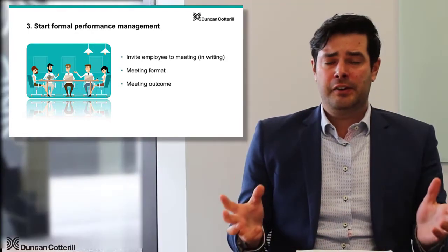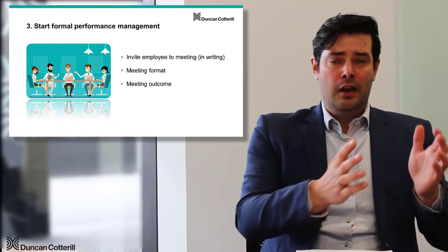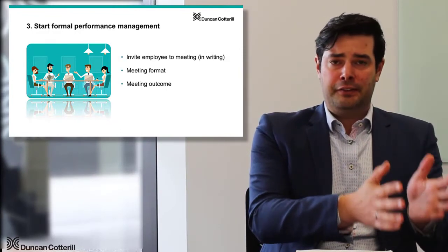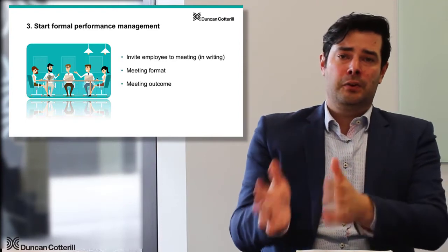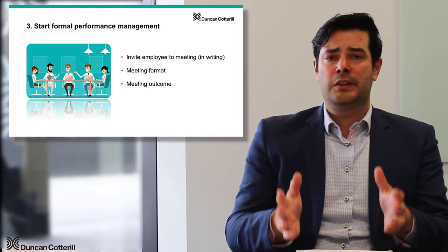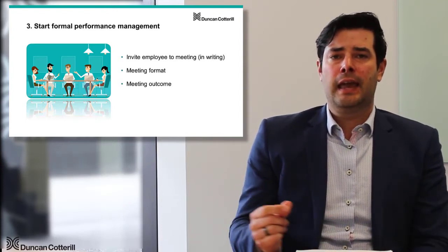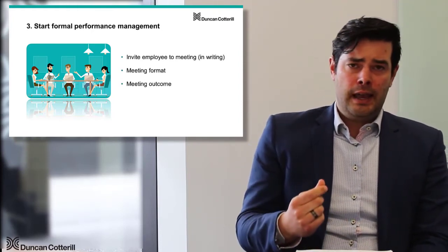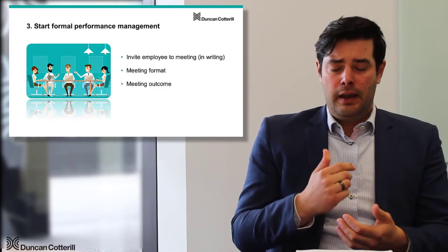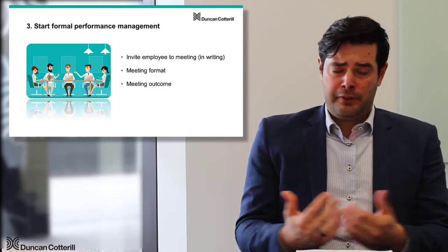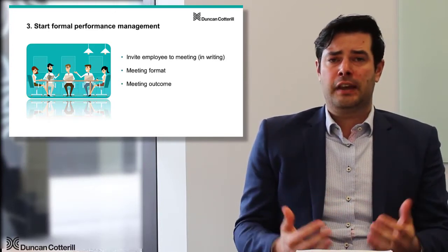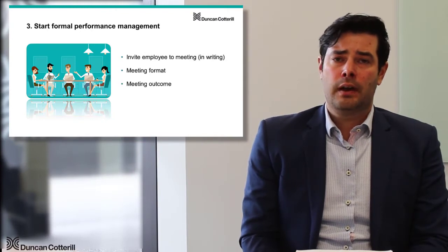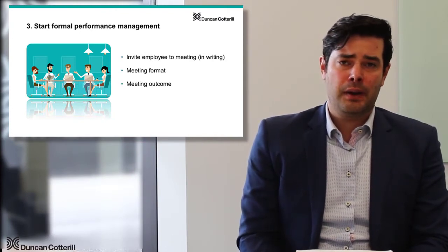So if it's an issue around meeting deadlines, you say, you were supposed to have this task done on this date, but you didn't do it till this date. It's a simple example, but you can see the need to provide specific and clear information to the employee. You should also advise the employee in advance of the possible outcome of the meeting, which at this stage is likely to be a formal warning, perhaps alongside a performance management plan.